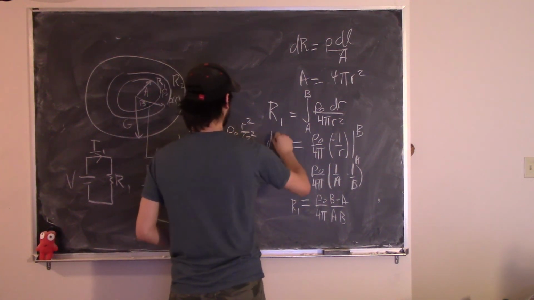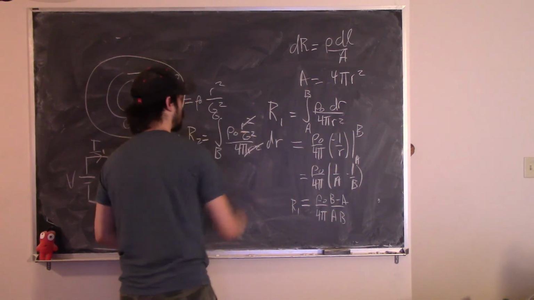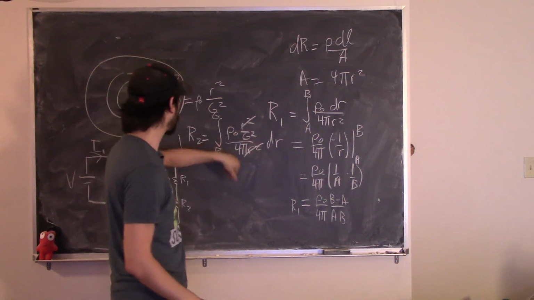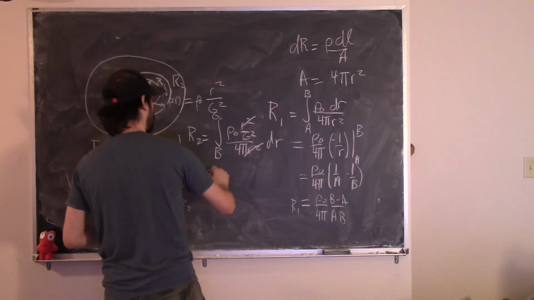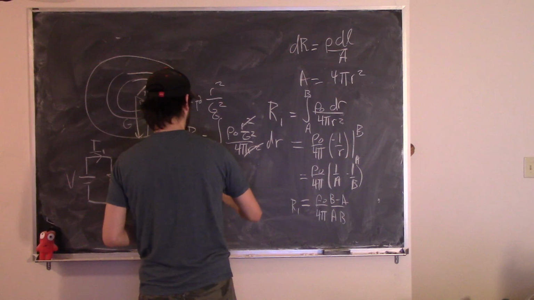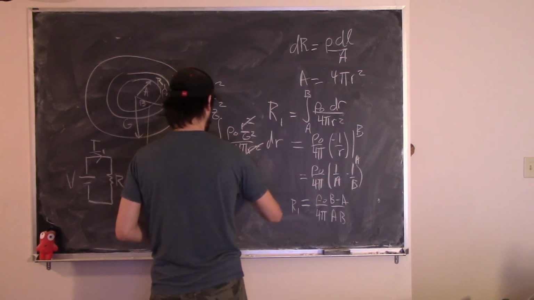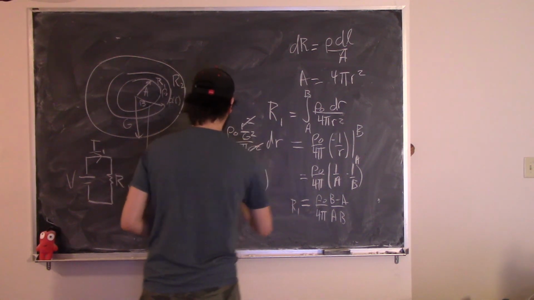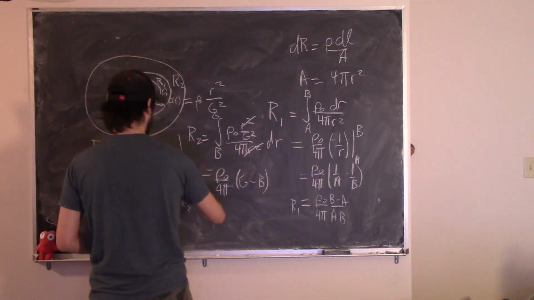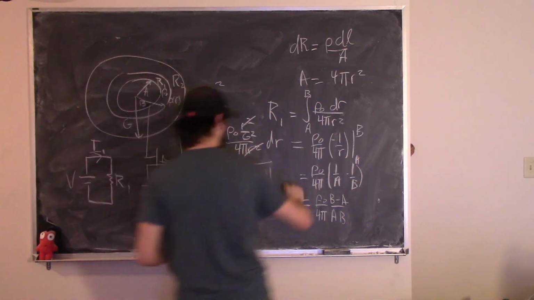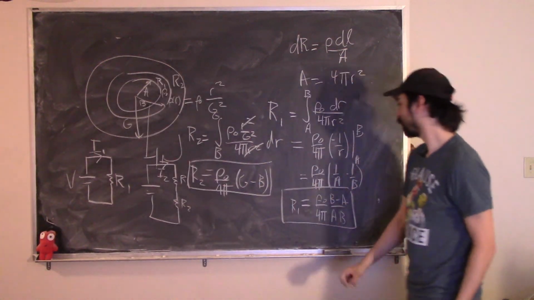So this is going to be rho 0 r squared divided by G squared, divided by 4 pi r squared, dr. My r squareds actually cancel, so I'm just integrating over this constant. So this is just going to be rho 0 divided by 4 pi times G minus B. And that's R2. So I have my R2, I have my R1.